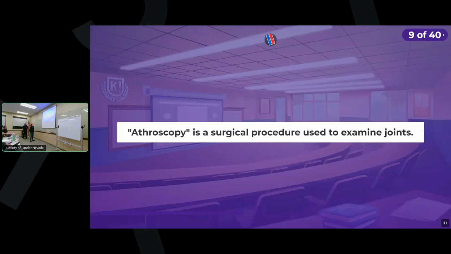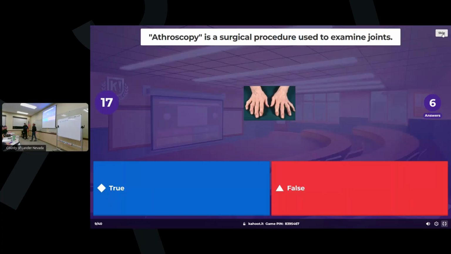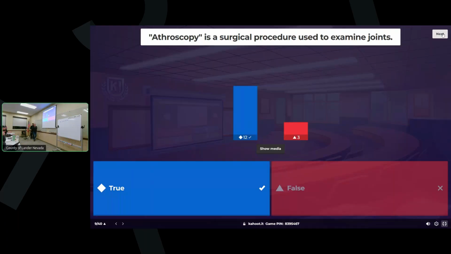True or false? Arthroscopy is a surgical procedure used to examine joints. All right, so true. So arthro, like arthritis, right? And then scopy is like you're scoping it, you're looking at it, right? So examination of the joints. I thought it was gonna be a trick question.